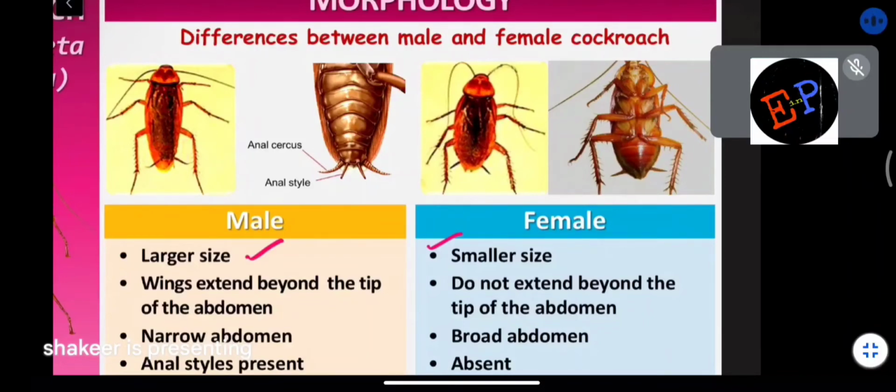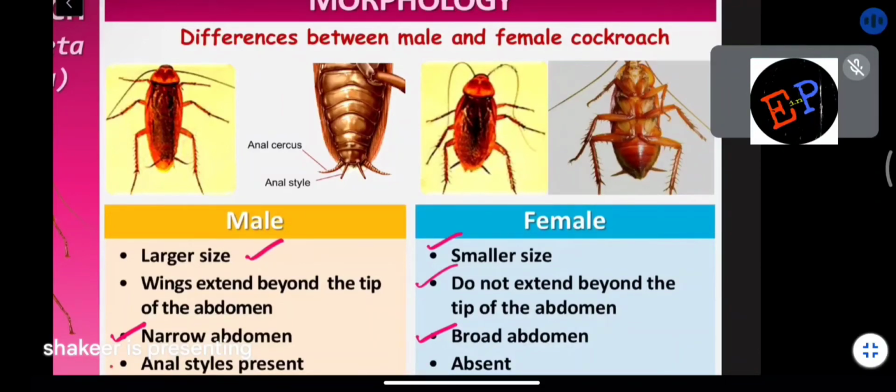That means they are present, extended up to beyond the abdomen also. But in the case of females, the wings are very short and do not extend beyond the tip of the abdomen. Clear, no? So the abdominal cavity of the male is narrow, and the abdominal cavity of the female is broad. It means male cockroaches eat a very small amount of food, so that is why their abdomen is very narrow, but females have a broad abdomen and eat a lot of food.